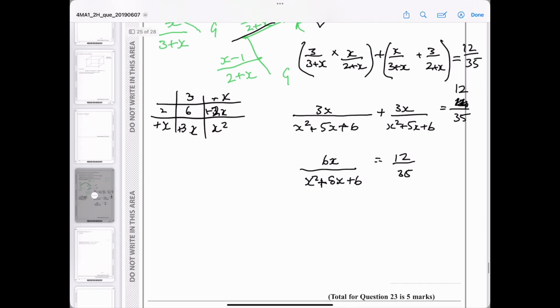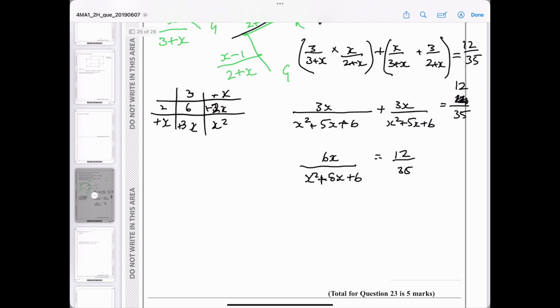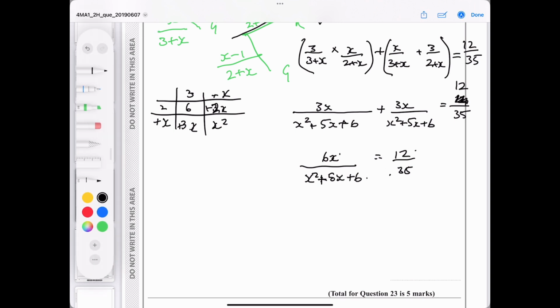Now, that means we can times this one out by that, and we can times that one out by that. So we get 35 times 6x, let's just do 35 times 6 equals 210x. And then we get 12x squared plus 5 times 12, which is 60x plus 72.